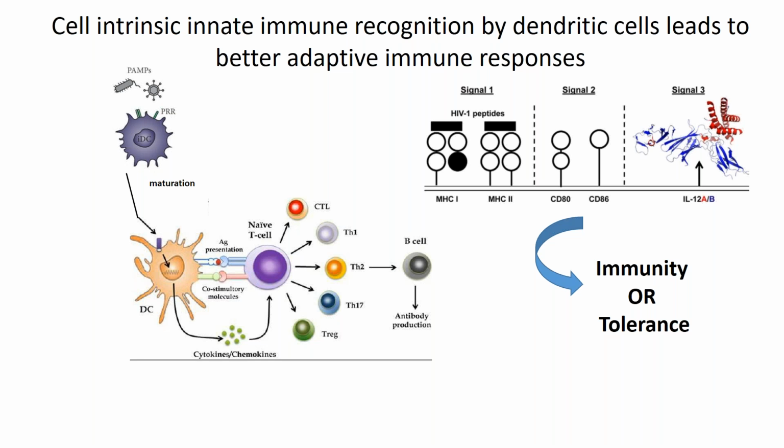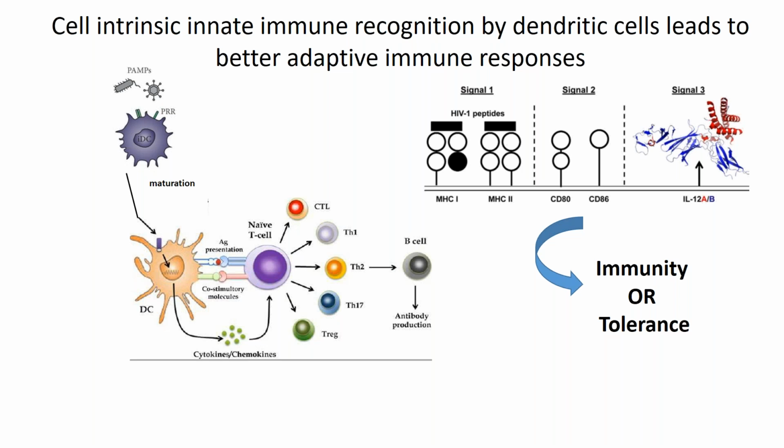Signal one is the presentation of antigen in context of MHC class 1 or class 2. Signal 2 comes from the upregulation of co-stimulatory markers like CD80 and CD86. And signal 3 comes from the secretion of pro-inflammatory cytokines like IL-12. In order to have an optimal adaptive response, both T cells and B cells, all three signals need to be provided by dendritic cells. And these signals are only provided by mature dendritic cells.